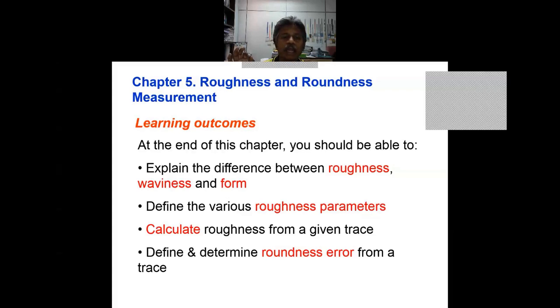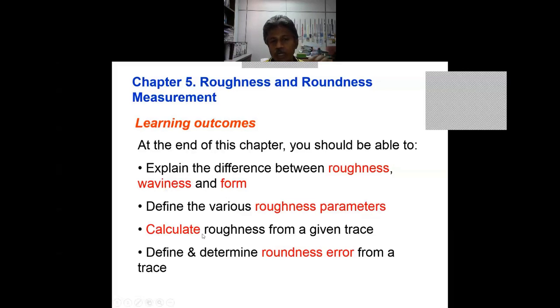Then define various roughness parameters. I'm going to introduce a few amplitude parameters. You need to know how to define them, for example, average roughness. When someone asks you what average roughness is, you don't immediately take out your mobile phone to check. You must be able to explain the meaning of average roughness, root mean square roughness, peak to valley roughness, maximum to minimum height roughness, and so on. And then you should be able to calculate.